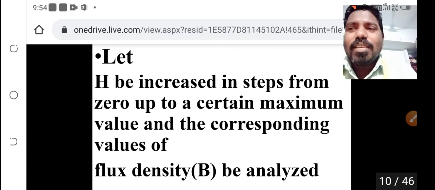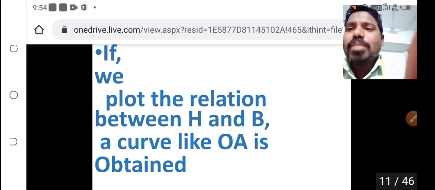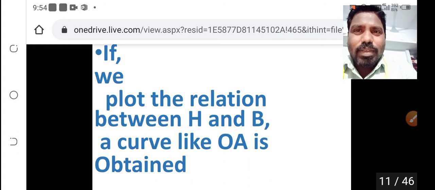That is what we are going to analyze in this series: the plot between B and H. If we plot the relation between H and B, a curve like OA is obtained. As H is increasing or decreasing, the value of B also increases or decreases.